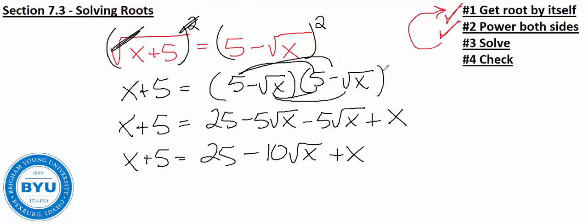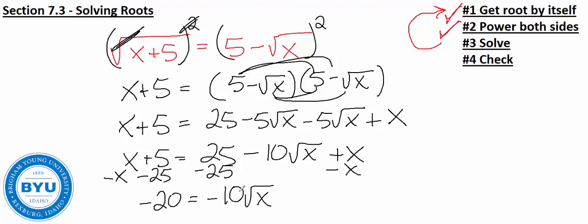We started with 2 roots in our problem. Now we're down to 1 root. We're going to have to go back and get this root now by itself. So let's move everything to the left. I'm going to minus 25 over. And I'm also going to minus the x over. That's cool because the x's cancel out. I'm left with negative 20 equals negative 10 root x. Got to get this root x by itself. So let's go ahead and divide by negative 10.